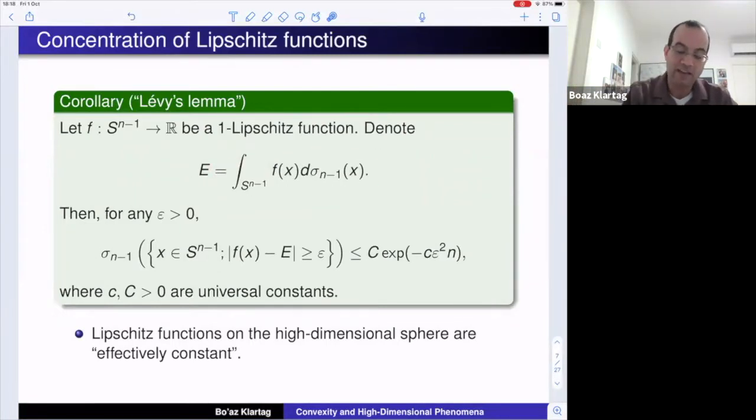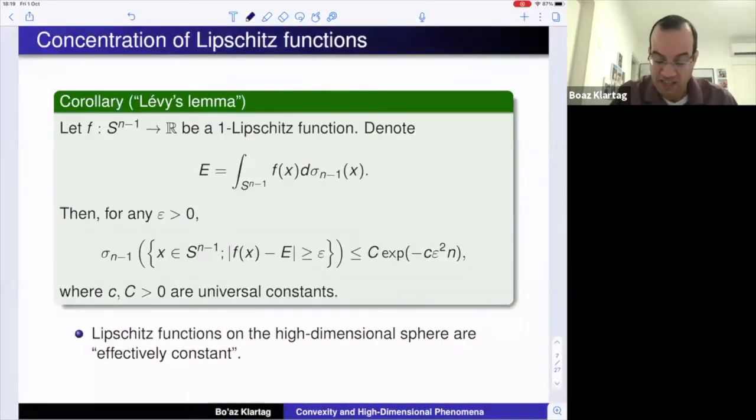And let's write E for the average of f over the sphere. Then the claim is that the function f deviates very little from its average, from its mean. For any positive number epsilon, the measure of the set of points where f deviates from its mean by more than epsilon is very small, it is e to the minus epsilon squared times n. This factor n means that as the dimension increases, this goes to 0 very, very fast. Why is it true that f deviates so little from the average?